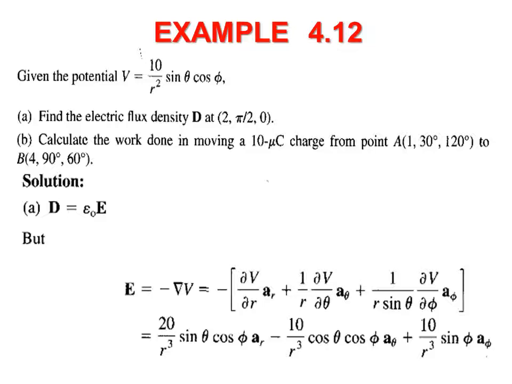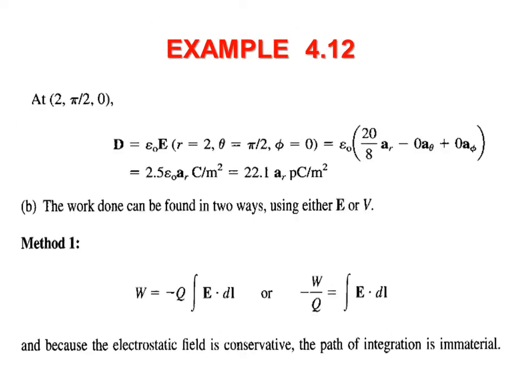Because we are talking about the spherical coordinate system, since we have the coordinates 2, pi by 2 and 0, that shows r, theta and phi for the spherical coordinate system. Okay, when we put the value of V, that is 10 over r squared sine theta cos theta, in this equation, we will get the final answer in the next slide.